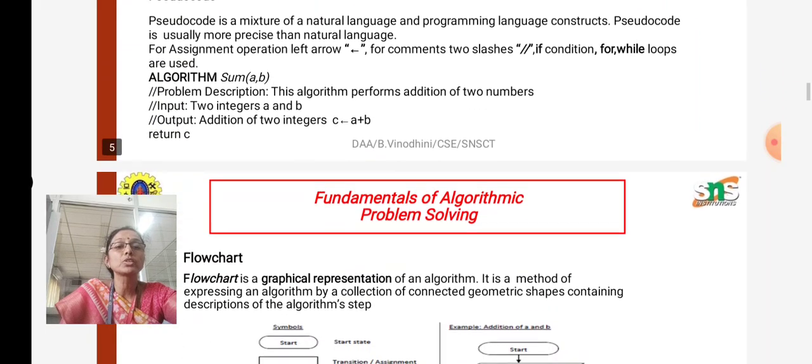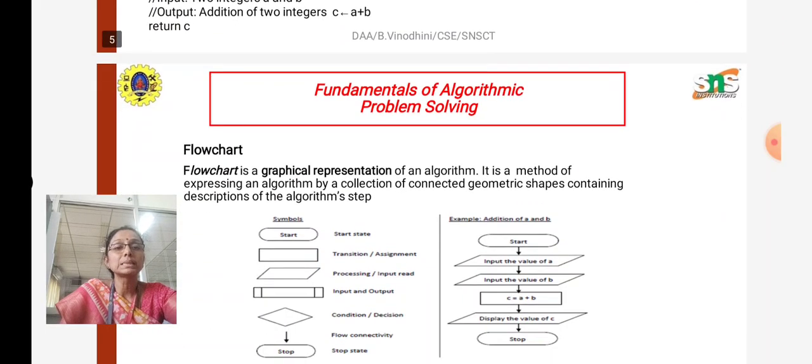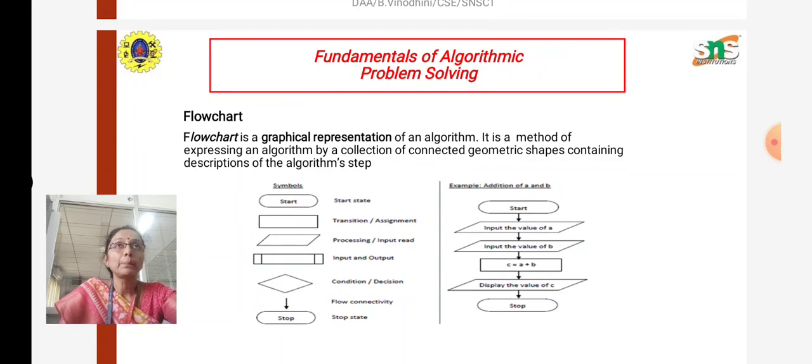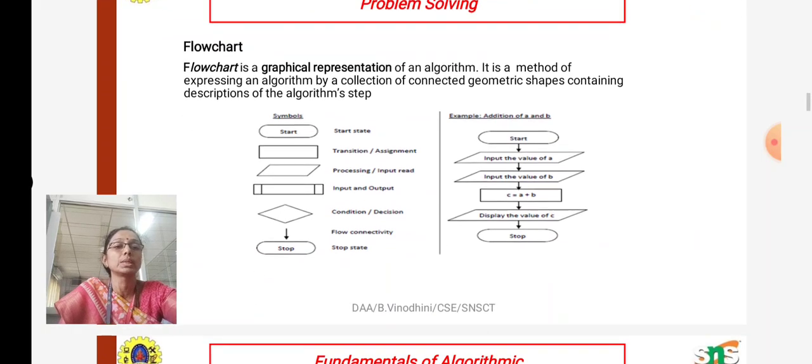The third specification is the flowchart. A flowchart is nothing but a graphical representation of an algorithm. It is a method of expressing the algorithm by using some geometric shapes, for example a triangle, and we have certain shapes for certain descriptions. So these are the three methods we have to specify any algorithm: one is the pseudocode, another is natural language, and another is a flowchart.